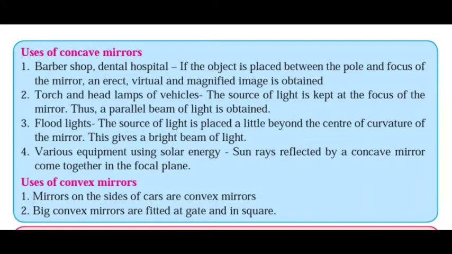In the torch or headlamp of a vehicle, maybe you have seen at night the focus of vehicles, there also they use a concave mirror. Floodlights: the source of light is placed a little beyond the center of curvature of the mirror, which gives a bright beam of light. That floodlight you can observe on roads, highway roads.